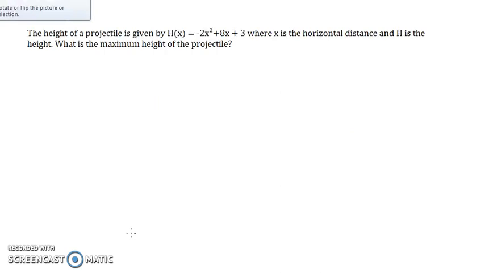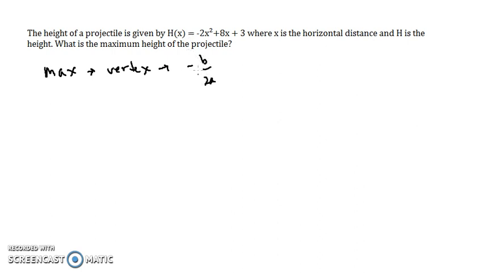So let's look at an example. This one says the height of a projectile is given by h of x equals negative 2x squared plus 8x plus 3, where x is the horizontal distance and h is the height, or in other words, the vertical distance. What is the maximum height of the projectile? So anytime you see maximum or minimum, you're going to think vertex, and you're going to think negative b over 2a.